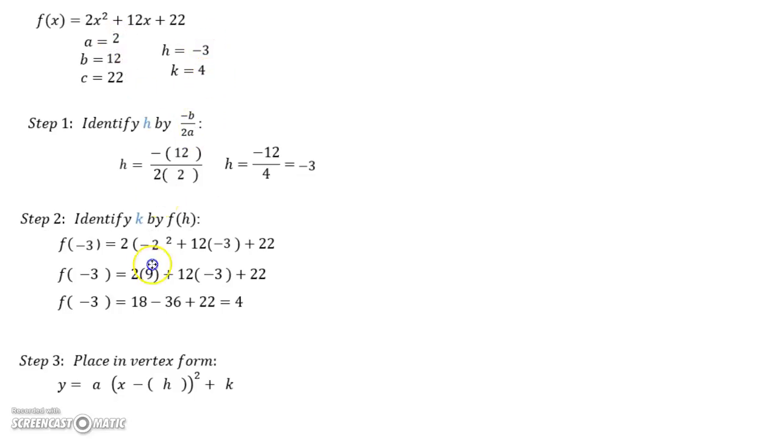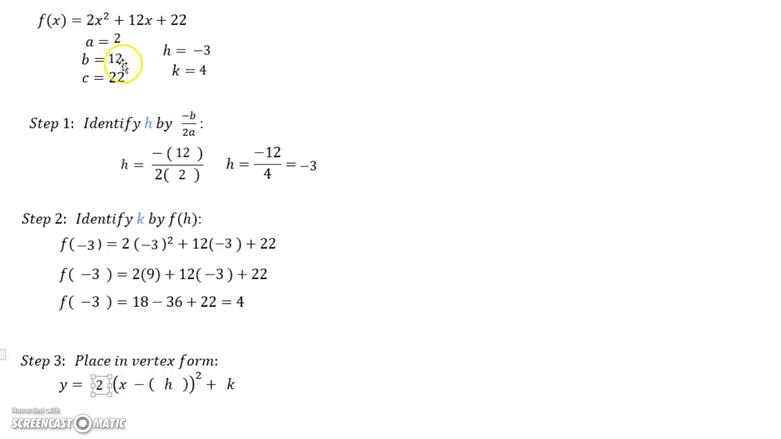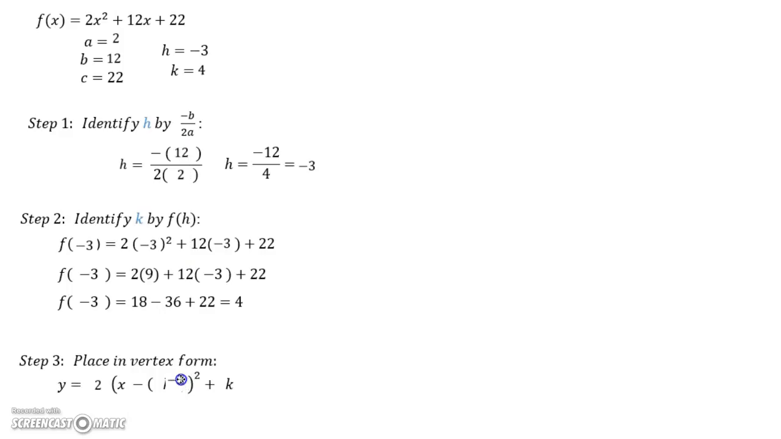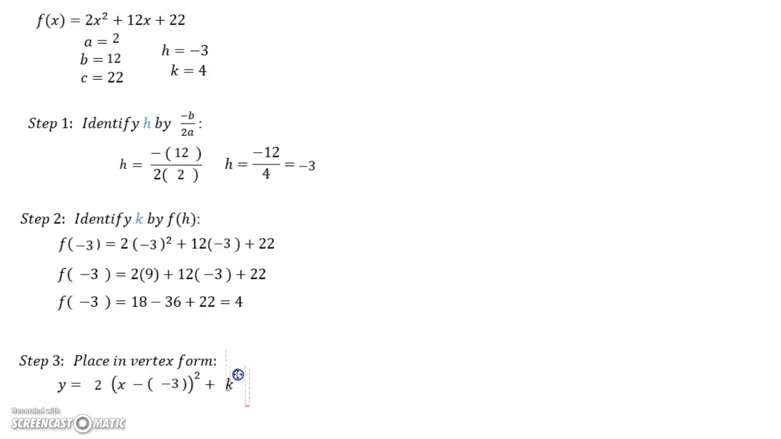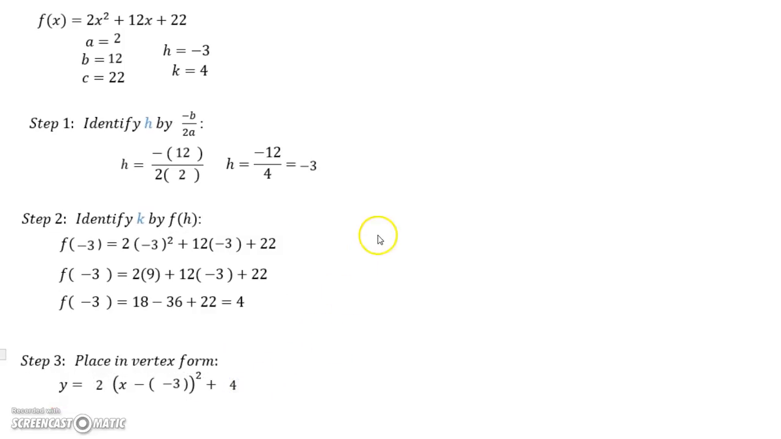So if I know my a is 2, I'm going to replace it. If I know my h is -3, I'm going to replace it with this h. And I know my k is 4, so I'm going to replace it there. Be really careful with your signs here, because as you notice, I've replaced -3, but that negative sign, that x minus h, is still there. So I have x minus -3. So I have to remember what to do with that.